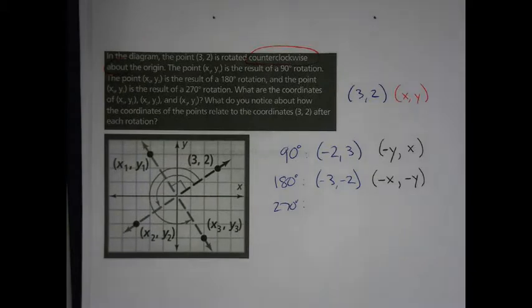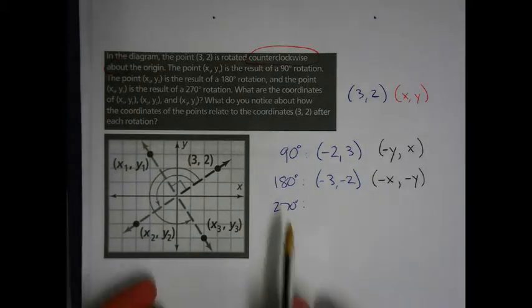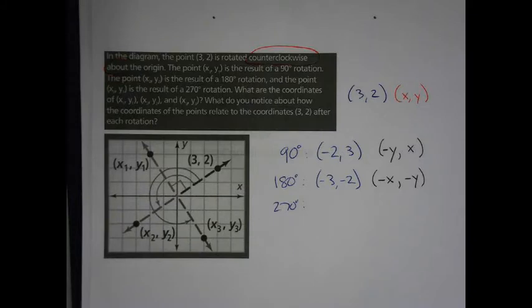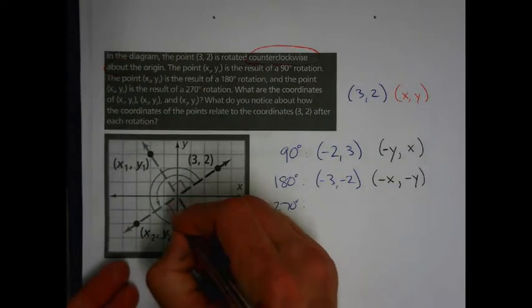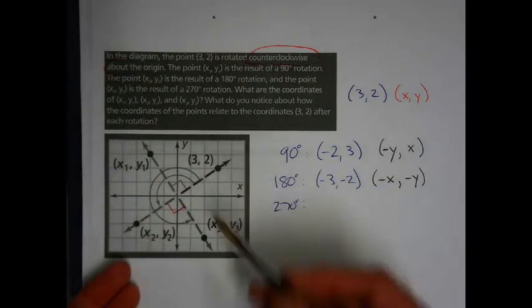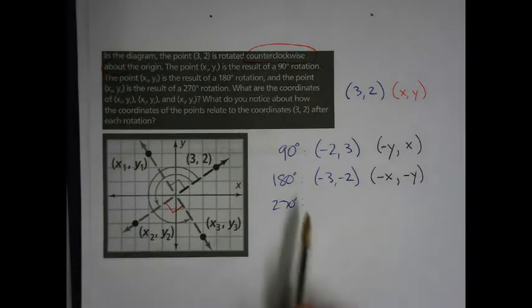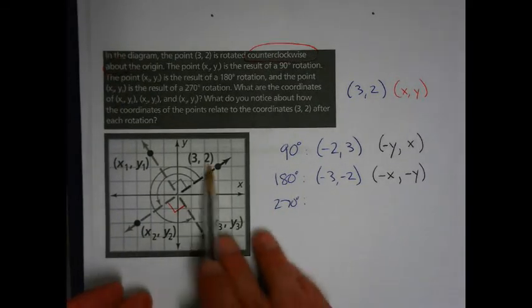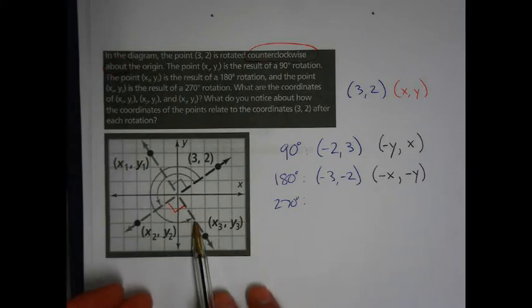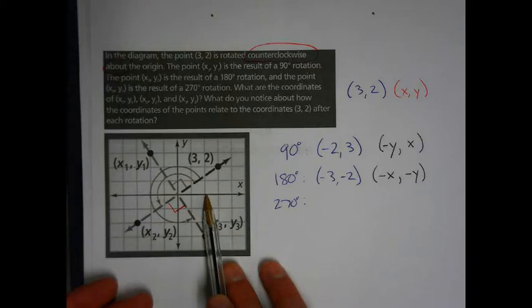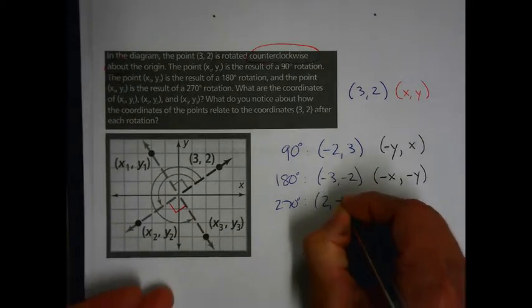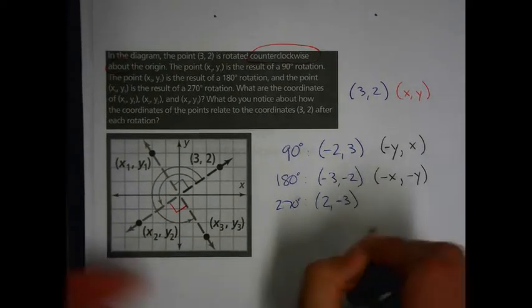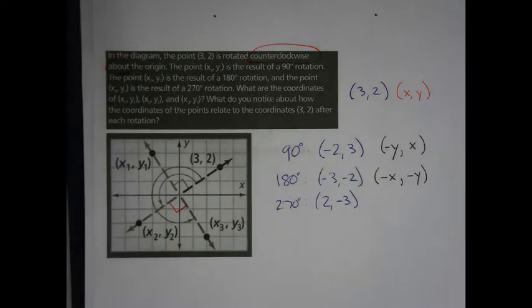Now, what's going to happen after a 270-degree rotation? Like I've said before, 270 degrees is 180 plus 90. Check it out, vertical angles. Okay, review done. So what happens after a 270-degree rotation? We end up here. Where is here? We have +2 in the x, -3 in the y. And how does that relate to the old ordered pair?